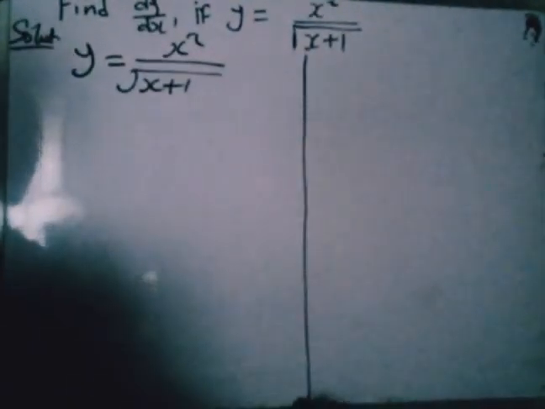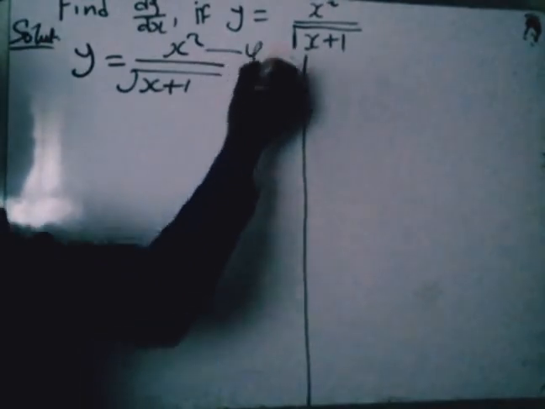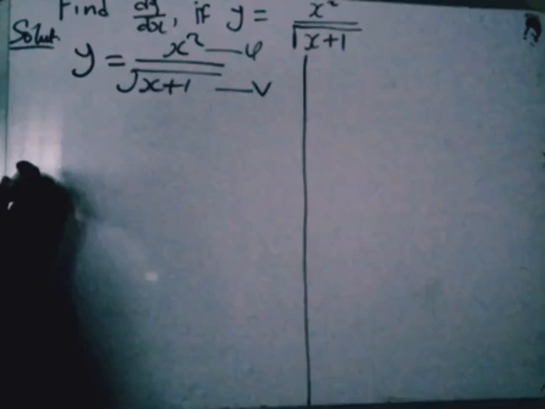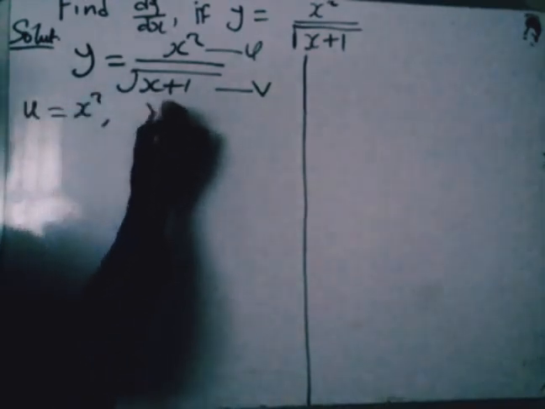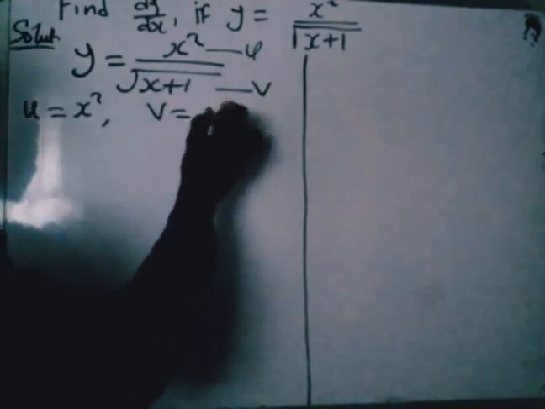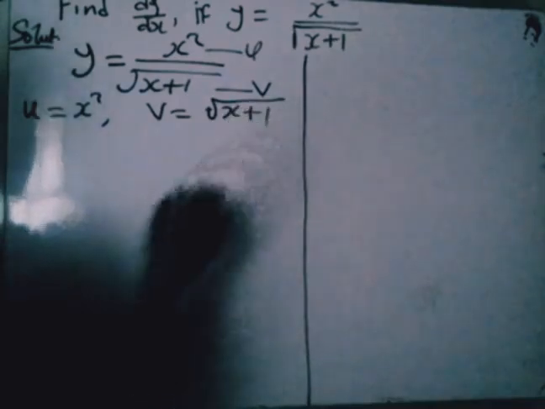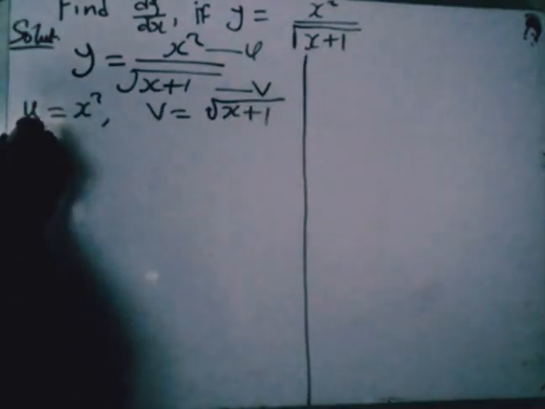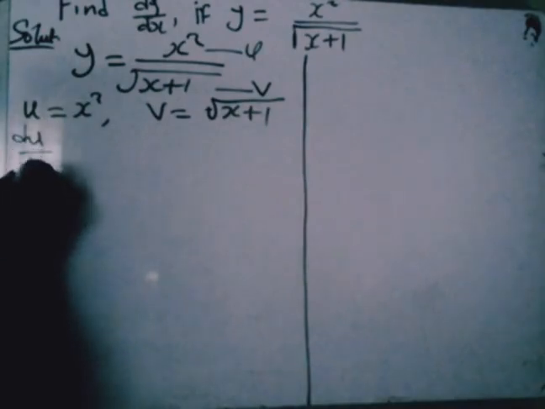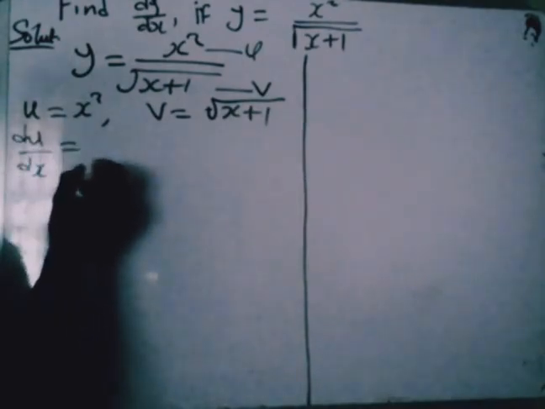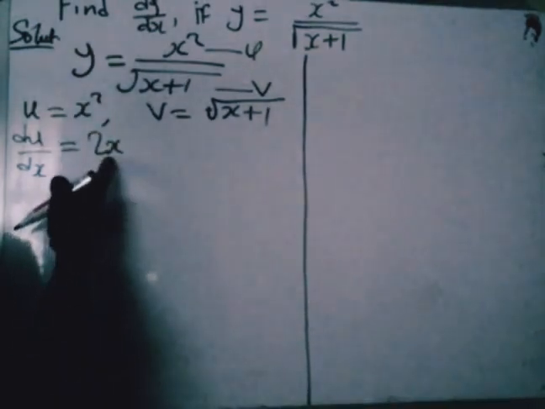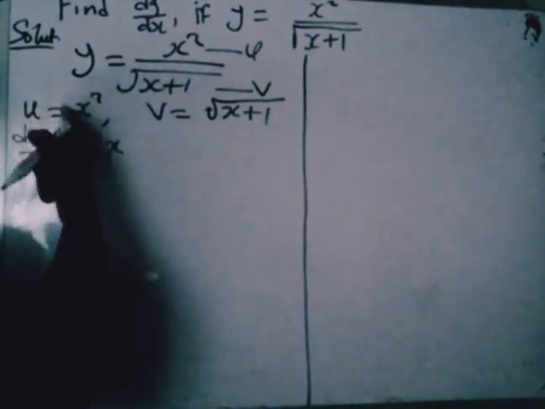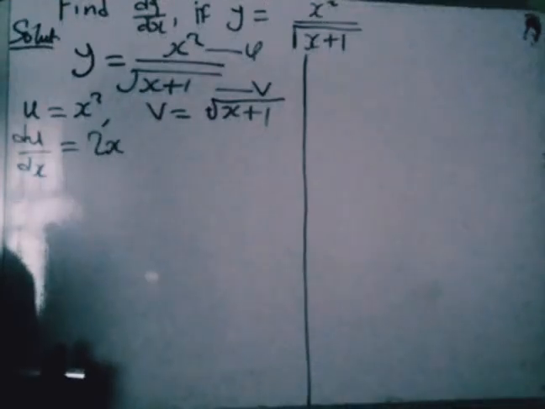By implication, you remember that up is u and down is v. So we let u be equal to x squared and v be equal to the square root of x plus 1. So let's differentiate this one. du/dx is equal to 2x. If you don't know how we get this, you can refer to my teaching. You bring this down, then reduce this by 1.